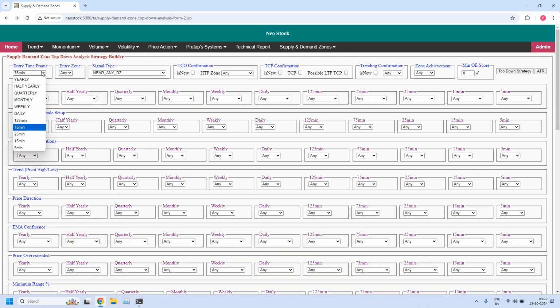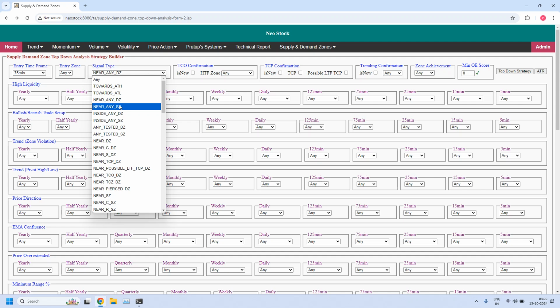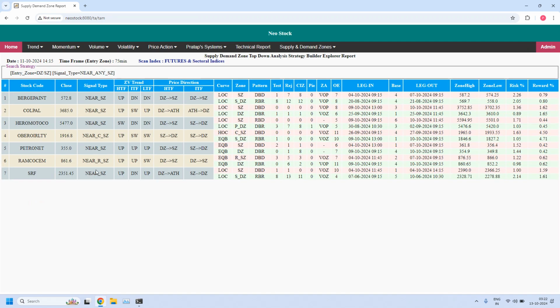Okay, next for 75 minutes time frame, let us find the stocks near 75 minutes supply zone. 7 stocks are filtered. Let's identify high liquidity supply zones from this list. Oberoi Realty is having a high liquidity 75 minute supply zone. Ramco Cement is having a high liquidity 75 minute supply zone. That means we have identified 2 high liquidity supply zones from this list.